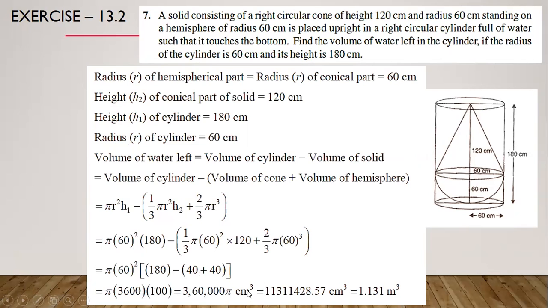So after solving, we'll get 3,60,000 pi centimeter cube. We'll substitute the value of pi as 3.14 because 22 by 7 will not get cancelled over here. Then we get 1.131 meter cube. Here again, the value is very big in terms of centimeter cube. So we are converting it into meter cube. This much volume of water is left in the cylinder after the solid is placed in it. Okay.